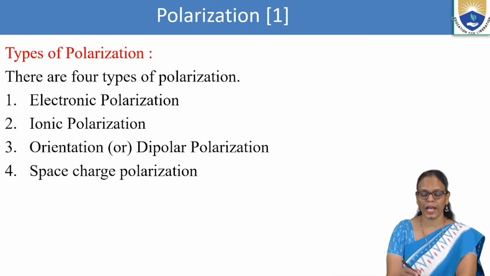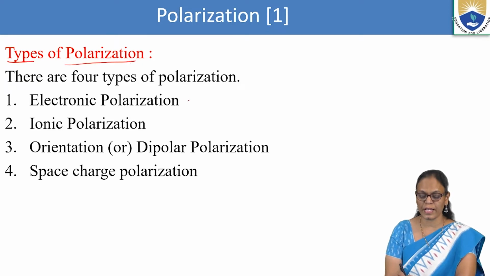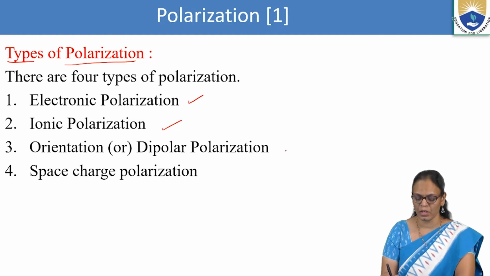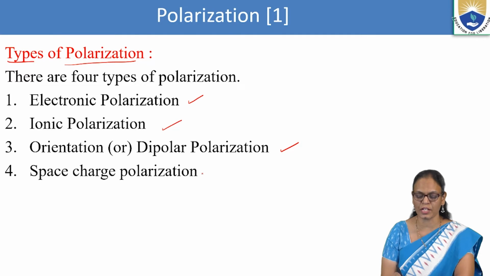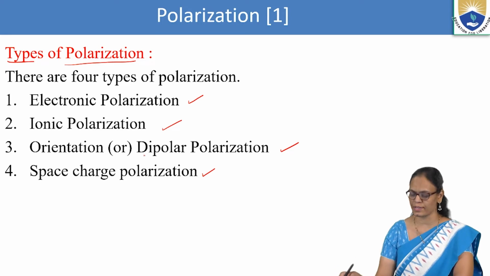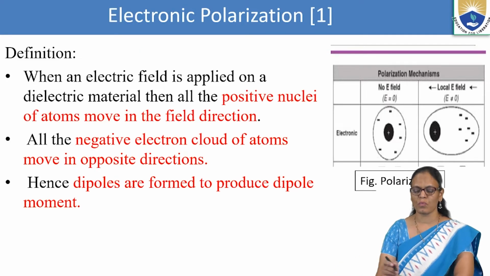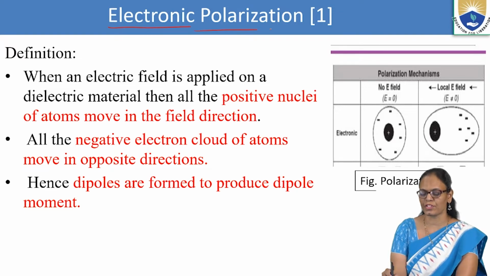Now, what are the different types of polarization? The first one is electronic polarization, then ionic, orientation or dipolar polarization, and space charge polarization. We will discuss different types of polarization one by one. The first one we are going to discuss is electronic polarization.